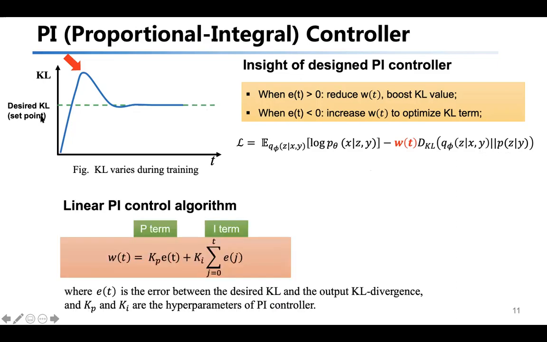Based on this motivation, I designed the following linear PI controller. There are two terms. The first is the P term. The second is the I term, which integrates the error in the past training steps. And also here, KP and KI are hyperparameters of the PI controller.